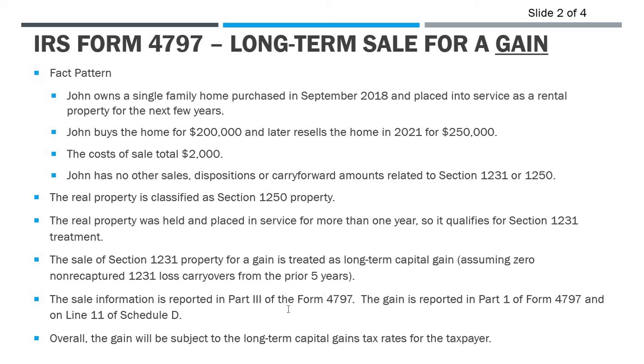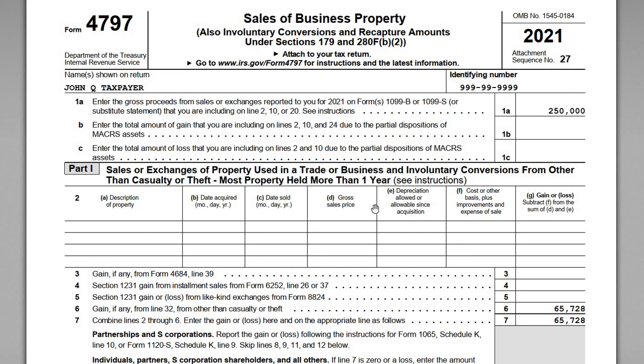So where do we report the sale? It's going to go in Part 3 of the 4797, and then ultimately it's going to flow up to Part 1, and then on to Schedule D. Okay, so let's look at the 4797 here and jump into it. Okay, so 4797 is 2 pages, 3 parts.